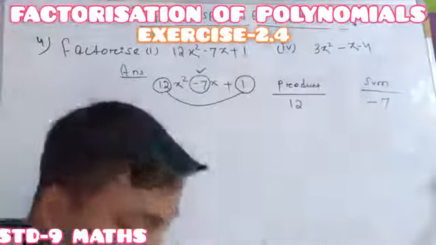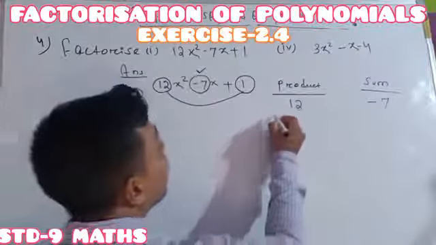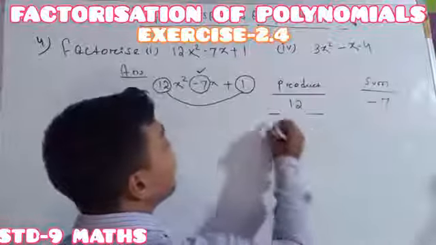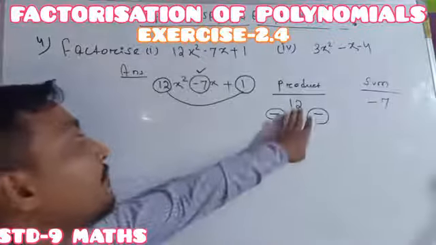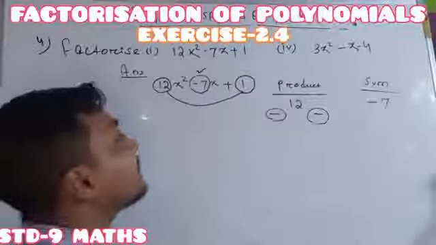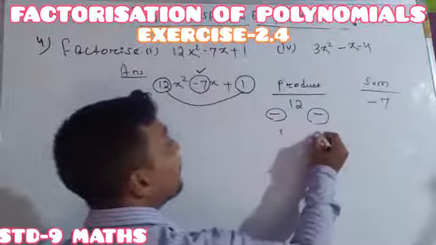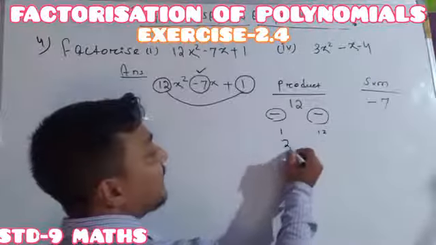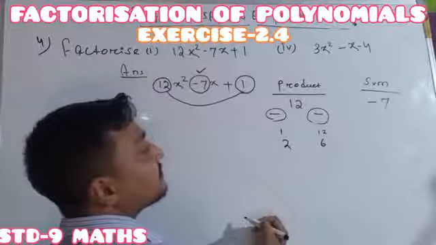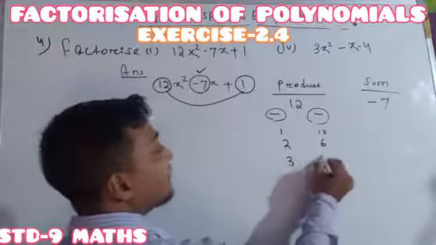Both the numbers are negative. This one is negative, and the second one is also negative. This is the rough work I am doing. Here the product is 12. Product is 12 means 1 into 12 equals 12, both should be minus. Then 2 into 6 is equal to 12. Also 3 into 4 is equal to 12.